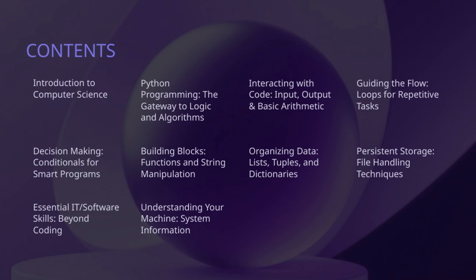Organizing data is also crucial, and that's where lists, tuples, and dictionaries come in. They help us manage and structure information in a way that's logical and easy to access. Interacting with our code involves input and output operations, as well as basic arithmetic, which allows us to communicate with users and perform calculations. Understanding your machine is another key aspect. Knowing system information helps us optimize and troubleshoot our programs.